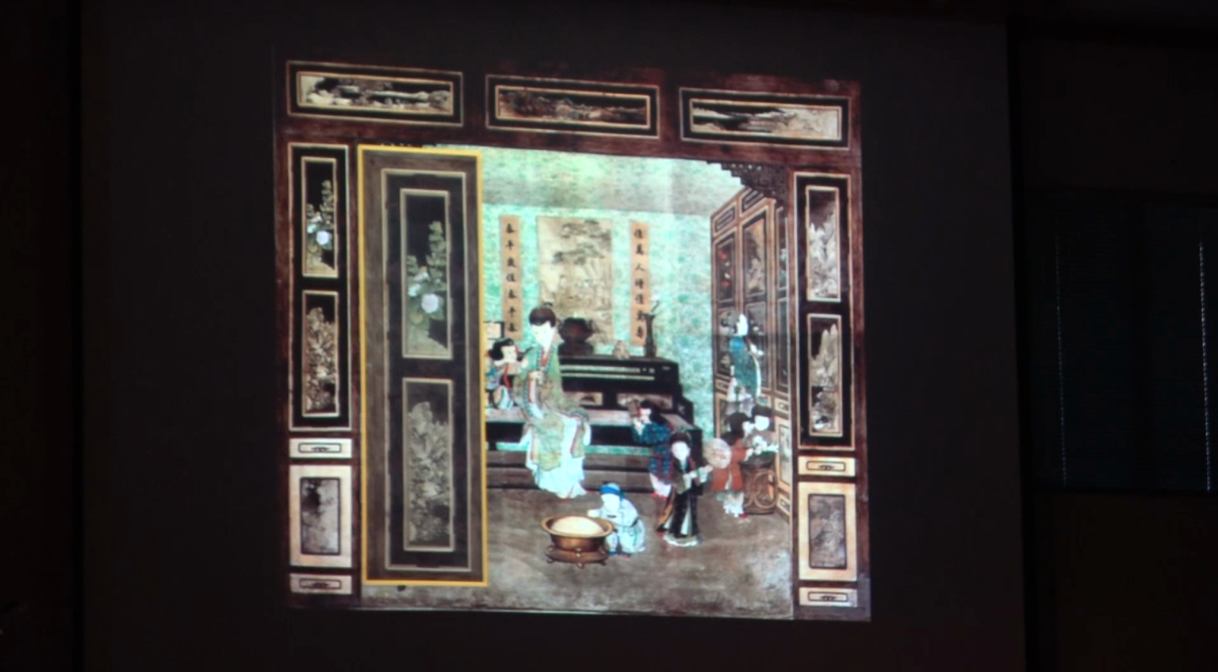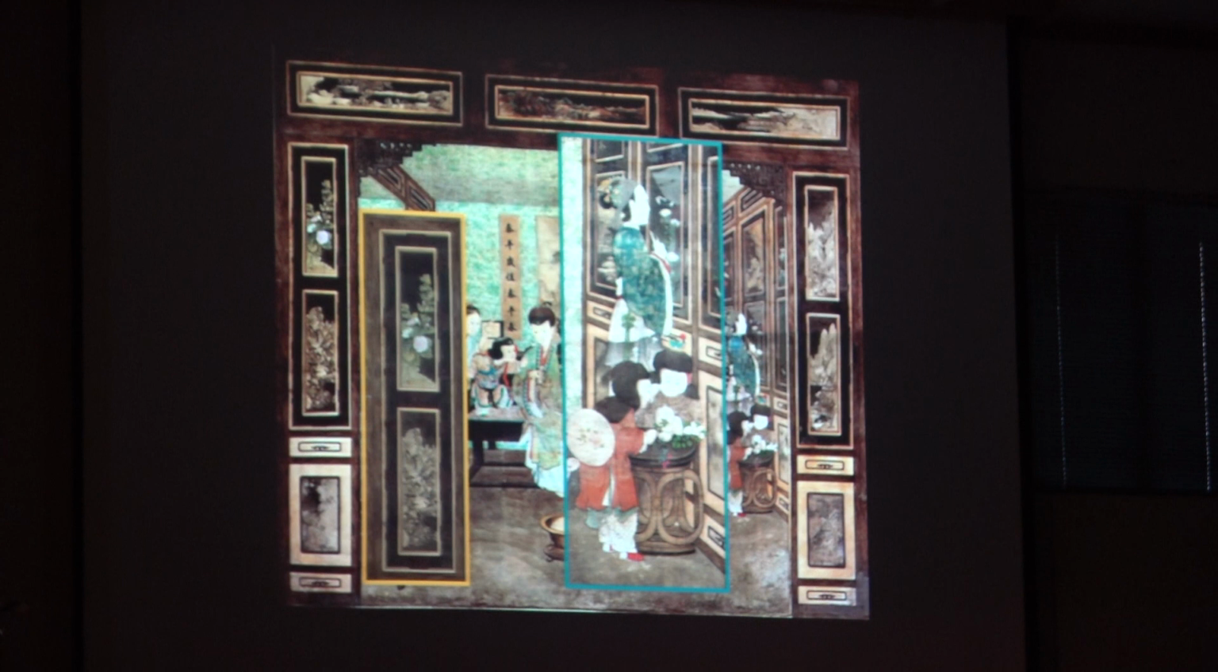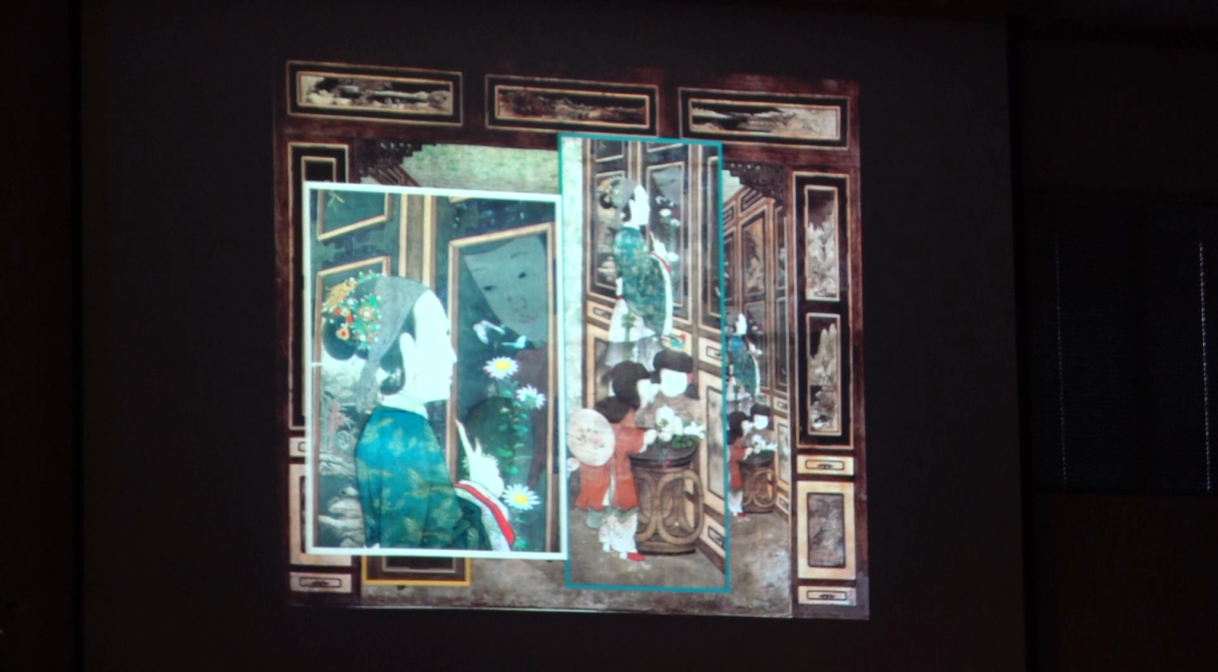Another little wonderful detail in here is that one of the women is looking at her own reflection in one of the screens. So we know that those screens were meant to look like very, very shiny lacquer. And here you can see her looking at her own reflection. Again, this is something that does not usually appear in Chinese painting at all. So again, it shows an influence of European art.